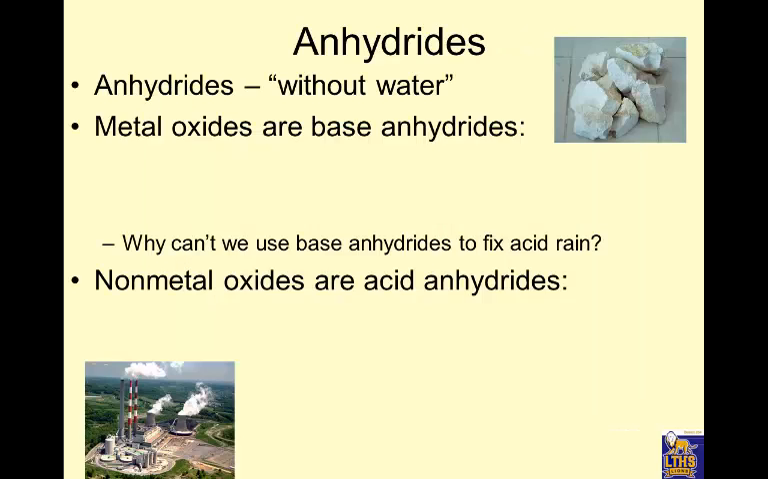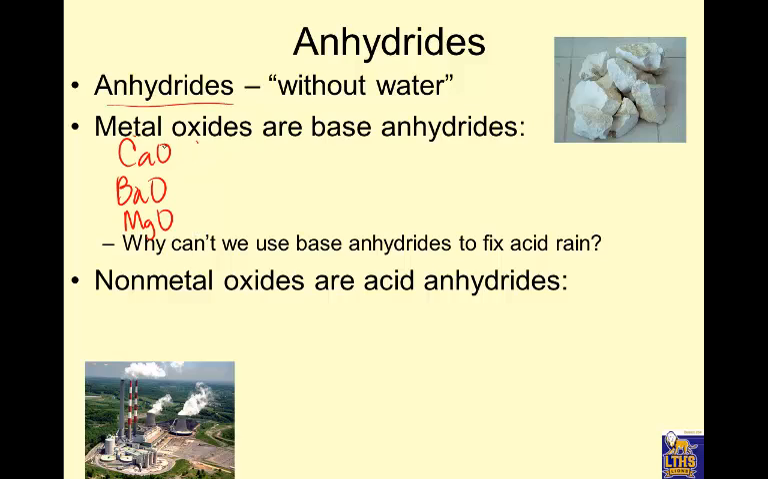Okay. Anhydrides. Last thing we're going to talk about are anhydrides. Anhydride means without water. No water, anhydride. So there are compounds that don't have water. For instance, CaO or BaO or MgO. They don't have water. And it's a metal with oxygen, a metal oxide. So these are without water, they're anhydrides.